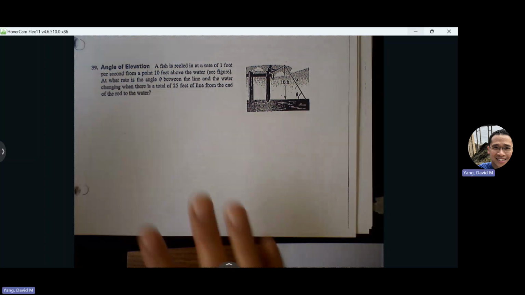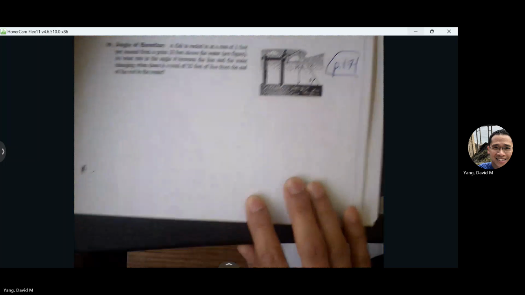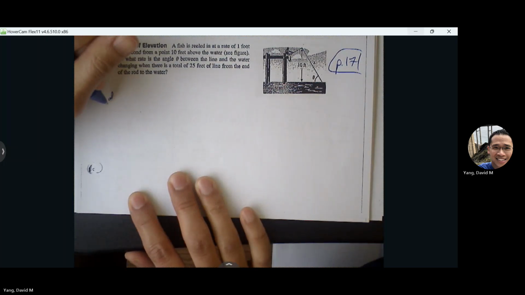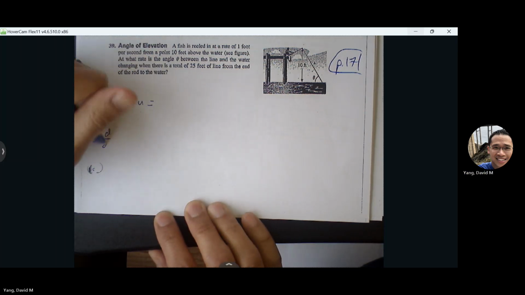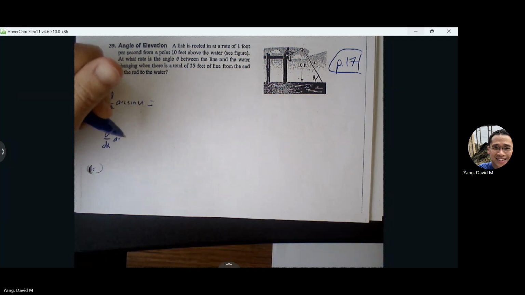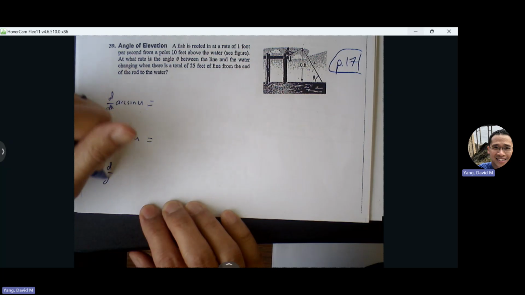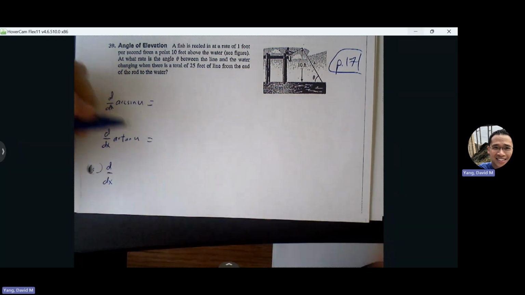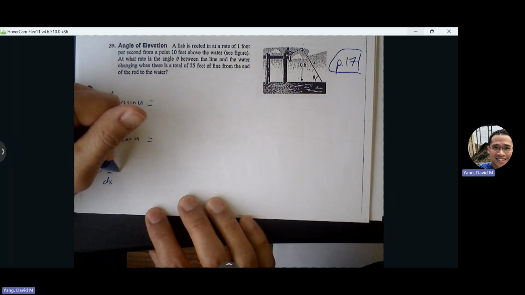Okay, so this is page 17. Let's write down all the rules in the order that we would do them in if it was a regular 6 trig functions.